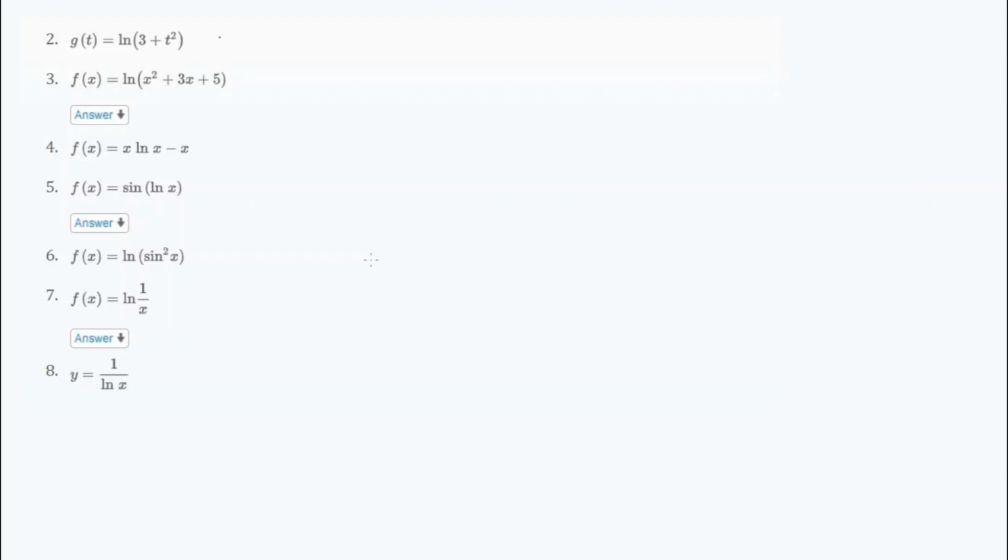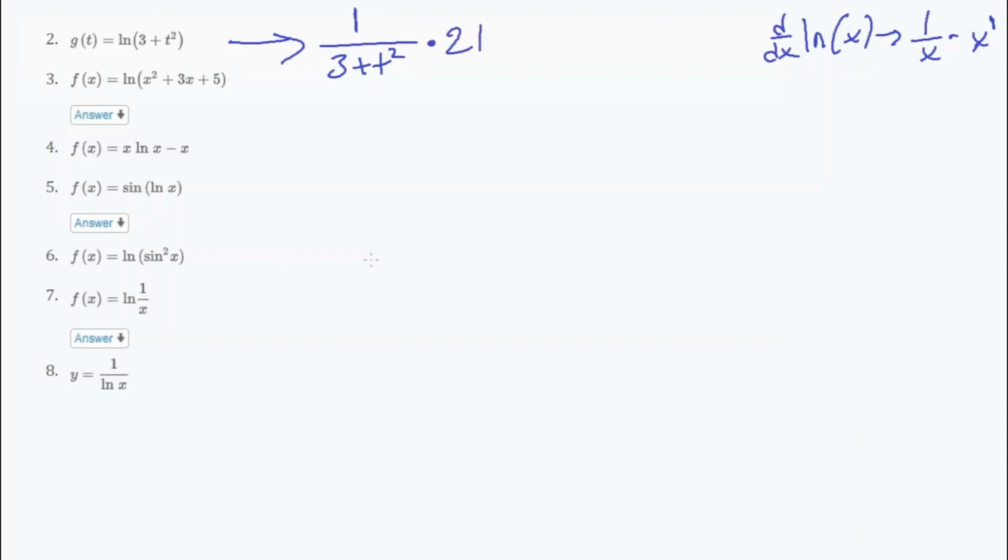Alright, so let's take a look at number 2. Number 2, we have ln of 3 plus t squared. And let's real quick write out the derivative of ln of x. It's going to be d over dx of ln x is going to be 1 over x multiplied by x prime, which is in this case 1. But in this case, it's not going to be 1 in number 2. So we're going to have the derivative of ln of 3 plus t squared is going to be 1 over 3 plus t squared. We just put the stuff inside the ln in the denominator, multiplied by the derivative of what's inside the ln, which is just going to be 2t. And that would be your final derivative. You could also move 2t to the numerator.